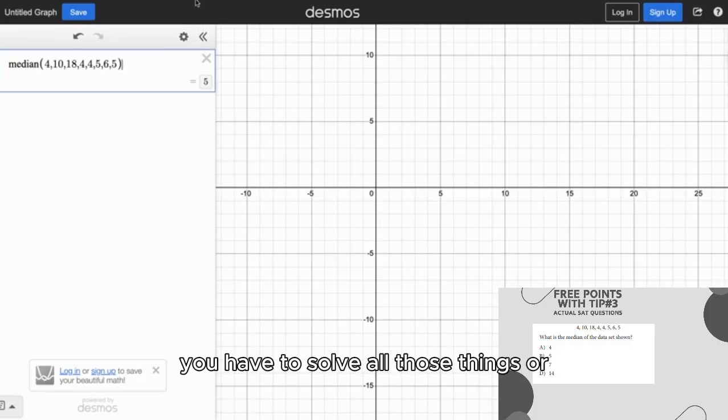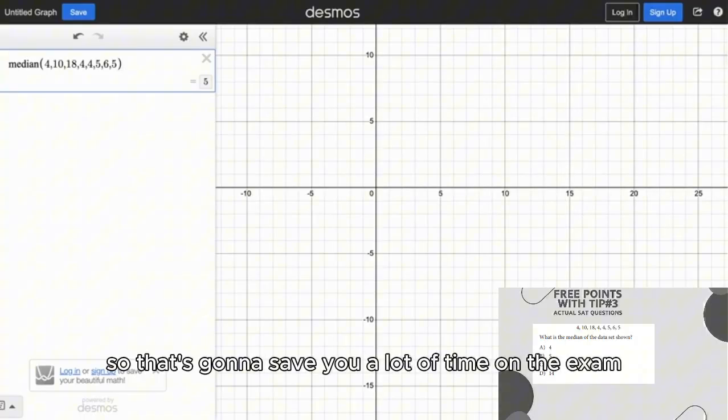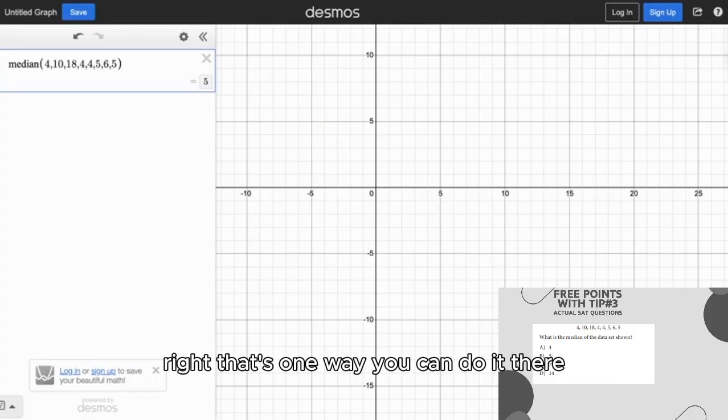Because if you were doing that on paper, you would have to sort them out and then see where the middle is, right? So that's going to save you a lot of time on the exam, right? That's one way you can do it.